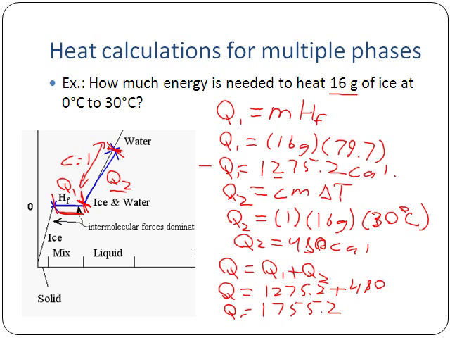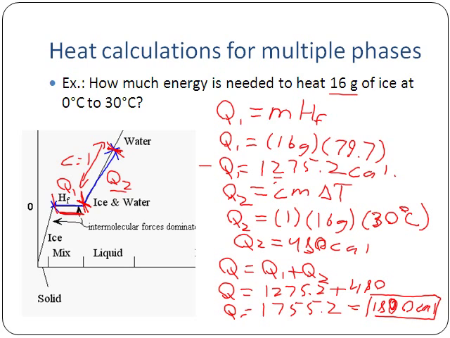Since we're adding these, the least significant one here is the hundreds place, so we're going to round this to the hundreds place. So our final answer here is going to be 1800. If we round to the correct number of significant figures, that's 1800 calories. And so that's what we have for our final answer on this one.